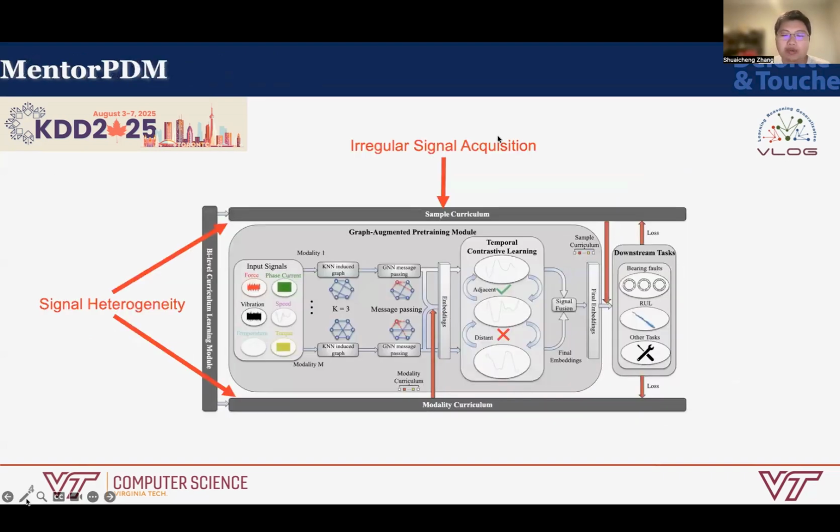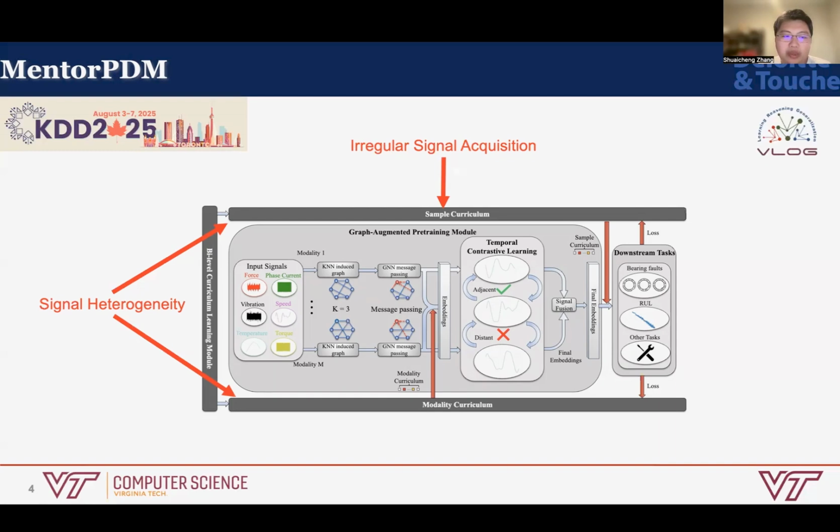So in our paper, we propose a solution called MentorPDM. MentorPDM consists of two modules. The first one is called a graph augmented pre-training module. This module uses a GNN to process the input signals, and then uses a temporal contrastive learning module to learn the temporal correlations.